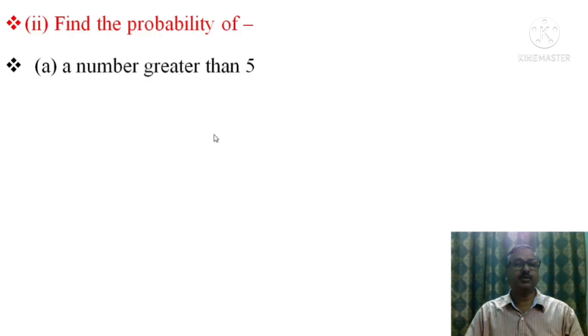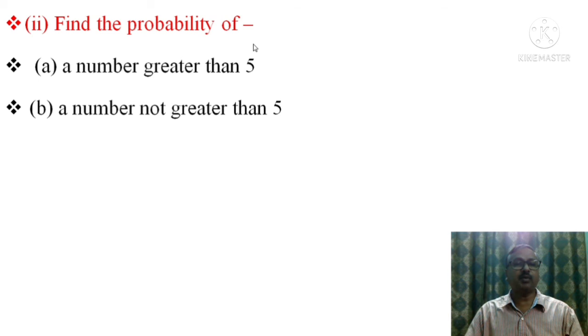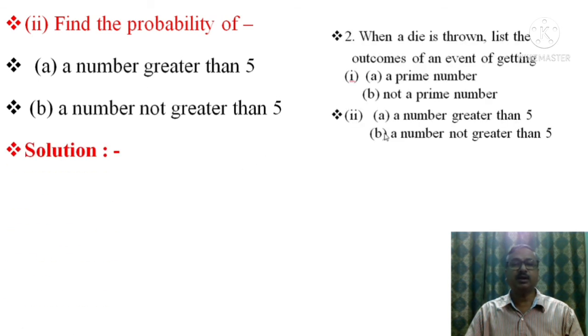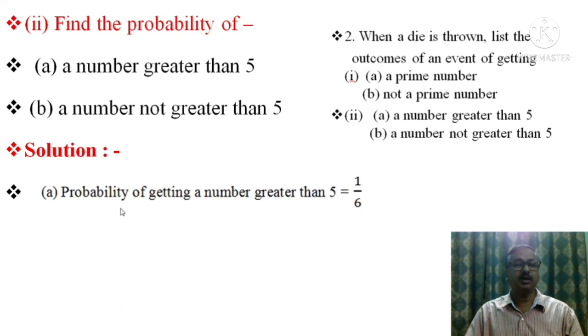Now second part of question number 6. Find the probability of a number greater than 5. A number greater than 5 means, this is the question. A number greater than 5 means 6, 7, no, only 6. This is the probability of getting a number greater than 5, which is 1 by 6. That is, greater than 5, only one number, 6. So divided by total, which is 6.